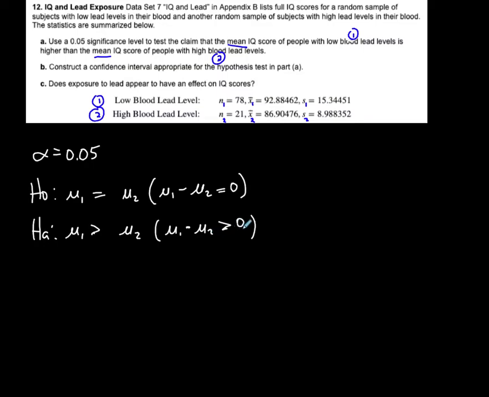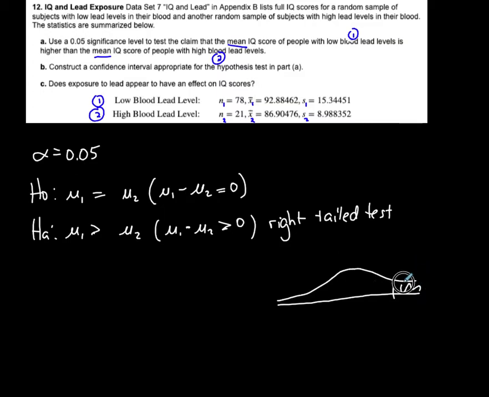2 minus 3 would give me negative. 3 minus 2 would give me positive. So saying that the difference is greater than 0 is also the same as saying that the first number is bigger than the second number. So you might see it either way, but they mean the same thing. They're both telling me that it's a right-tailed test. All right, so I'll just straight up draw my rejection region now. My rejection region's in the right tail.